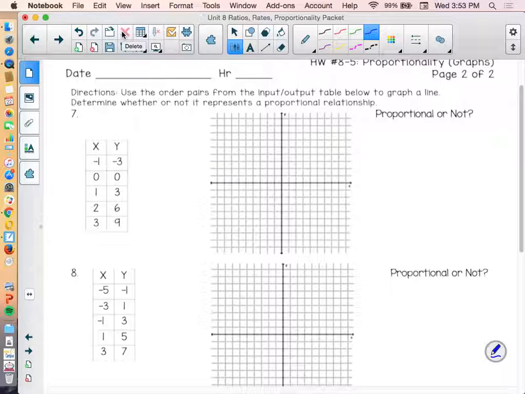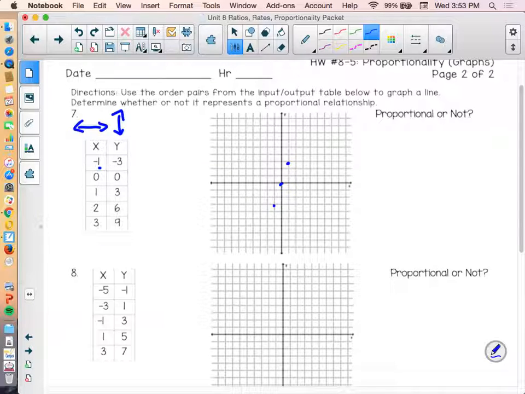So here we go. X, again, goes left or right. Y goes up or down. So I'm going to start at -1. That means I start at 0 and I go to the left 1. And then I go down 3 and draw a dot. So if you want, don't put the other dots on there, that's fine. All I'm going to do is write it at -1, -3. Then 0, 0. Then I graph 1 and then up 3.